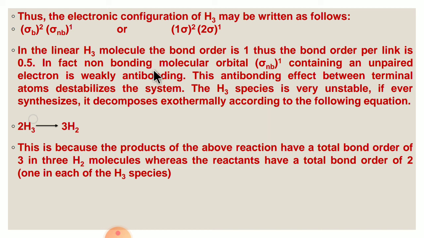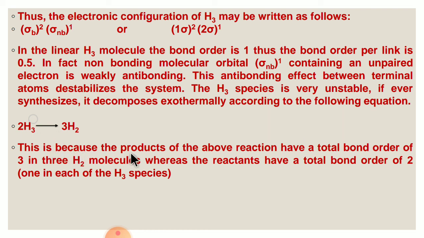In fact, the non-bonding molecular orbital, sigma non-bonding 1, containing an unpaired electron, is weakly antibonding. This antibonding effect between terminal atoms destabilizes the system. The H3 species is very unstable. If ever synthesized, it decomposes exothermically according to the following equation: 2H3 gives 3H2. That means a triatomic molecule is converted into a diatomic molecule. This reaction is exothermic, that means energy is evolved during this decomposition.